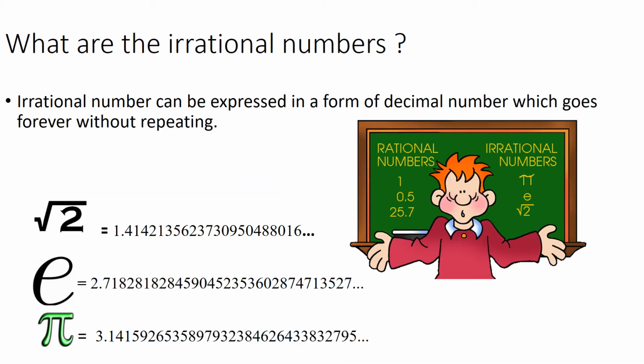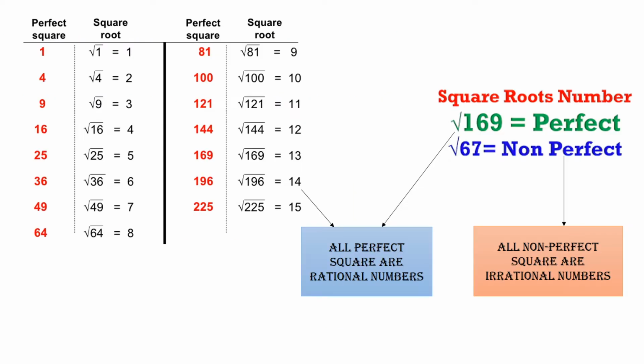What are the irrational numbers? Irrational numbers can be expressed in the form of decimal numbers which go on forever without repeating. As you can see in the example below, we have the square root of 2 and the number goes on. e and pi are the same, the value is not repeating and it's infinite. So for the rational numbers we have a few examples: square roots that are perfect squares are called rational numbers, and the ones that don't have a perfect square root are called irrational numbers.